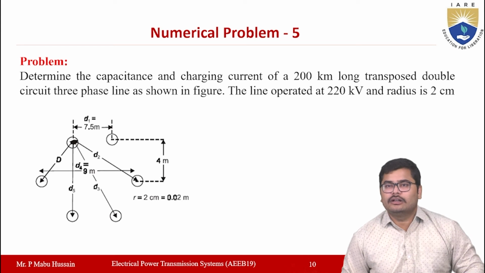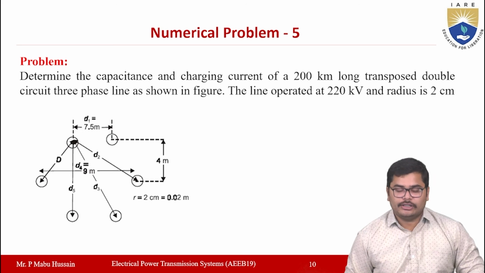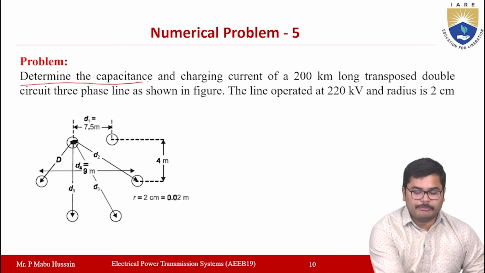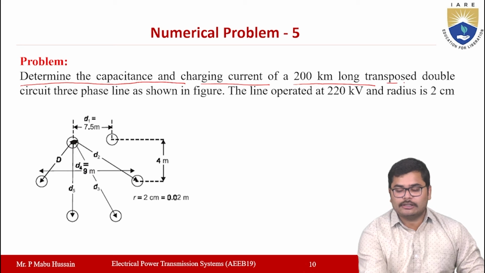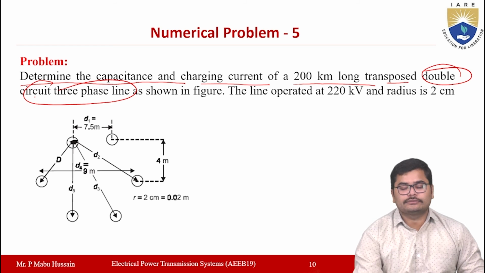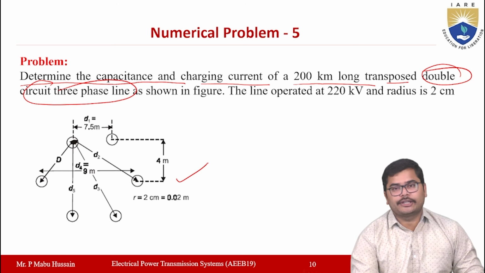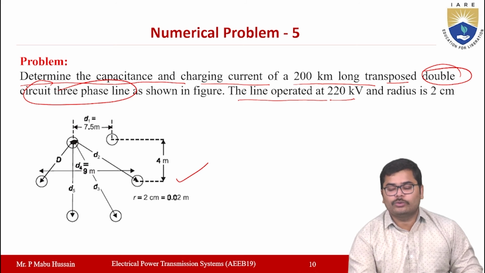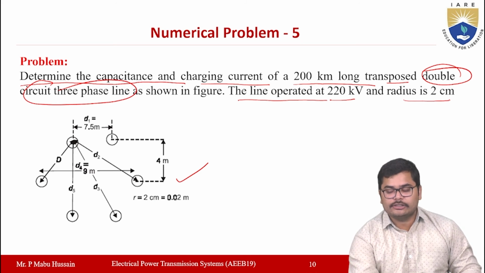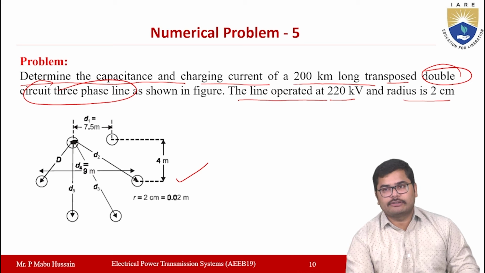So finally, let us determine the capacitance for a double circuit transmission line. Here in this problem, you need to determine the capacitance and charging current of a 200 kilometers long transposed double circuit 3-phase line, which is as shown in the figure here. The line is operated at 220 kilovolts and the radius is 2 centimeters, as given.